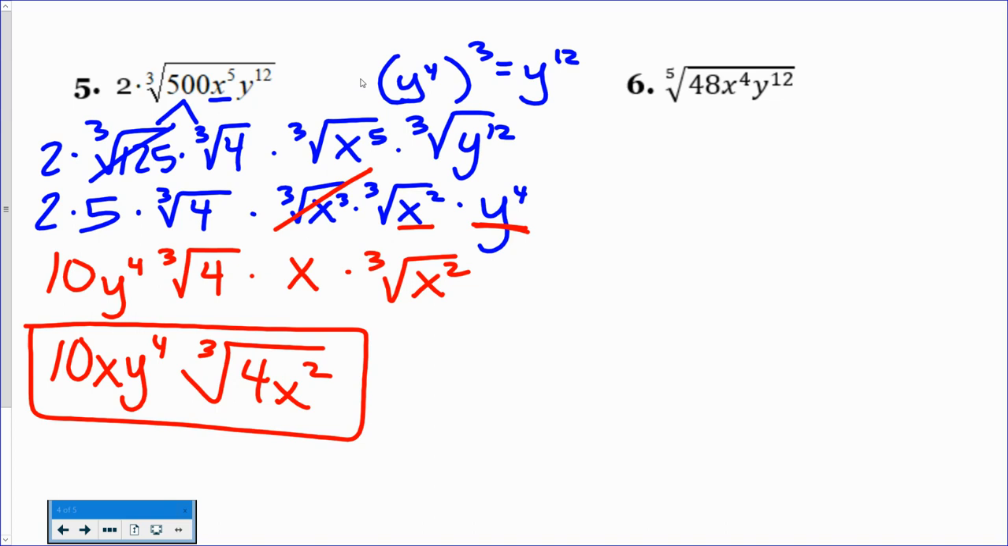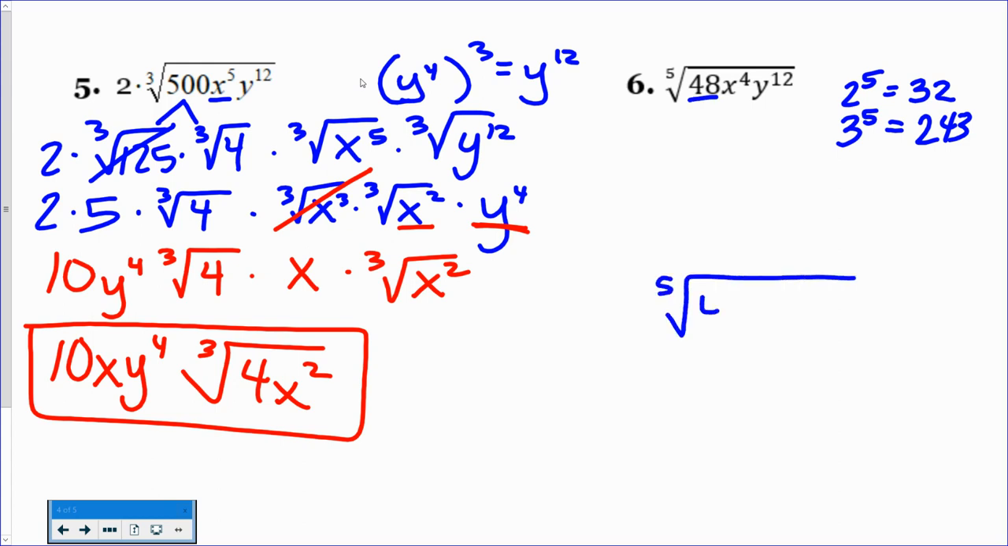Okay. With 6, I'm looking at a 5th root. So we haven't done a 5th root here. So 2 to the 5th is 32. 3 to the 5th is 243. And it's already really big. So I can't do 243. Does 32 divide 48? No, it doesn't. So that means I can't simplify 48. So that's going to stay in there. Okay, so that stays. So that's going to be in my final answer.